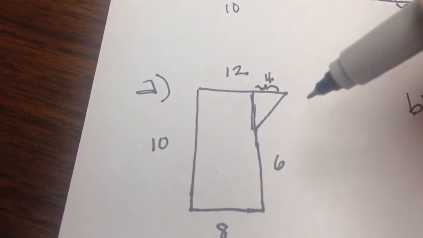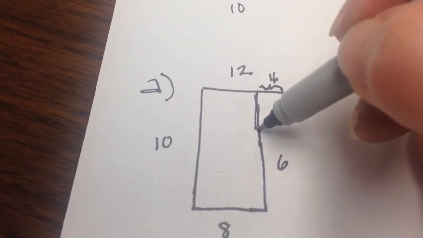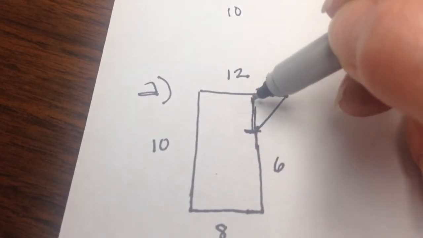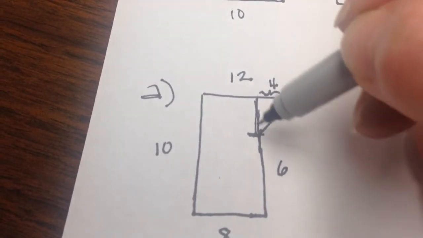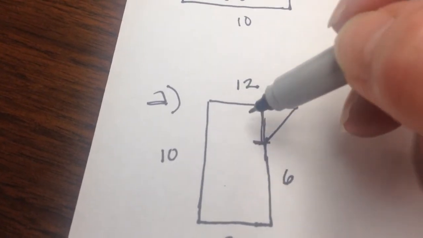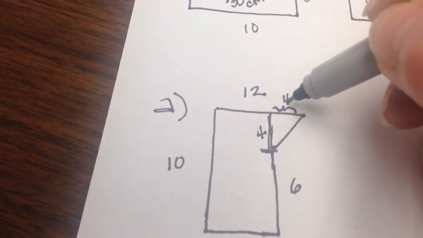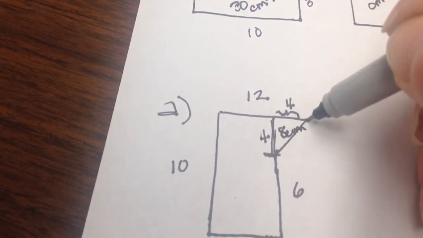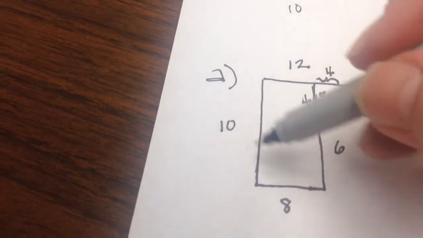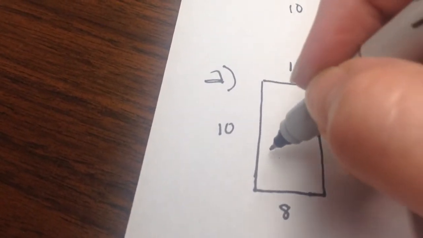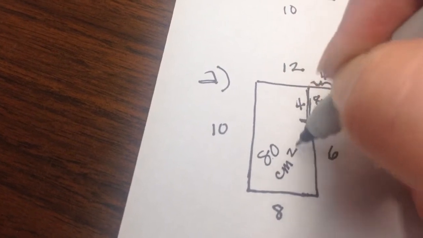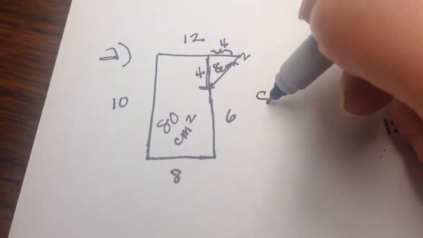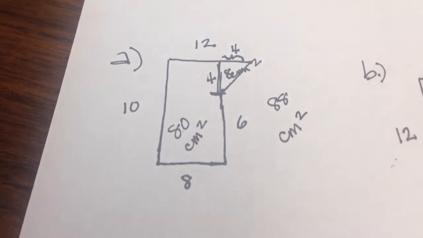Now, how do I know what my height is? Well, up to here is 6. The whole side is 10, so this part is going to be extra added to 6. What do you have to add to 6 to get 10? 4. So half base times height would be 2 times 4. That would be 8. And again, let's say it's centimeters squared. And then I'm going to take 10 times 8. And this is going to be 80 centimeters squared. Add those together. Oh, easiest math ever. 80 plus 8 is 88 centimeters squared.